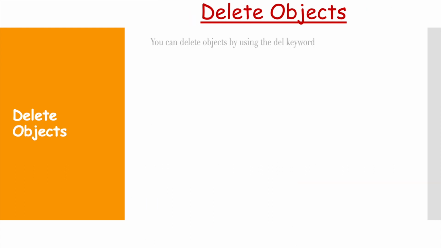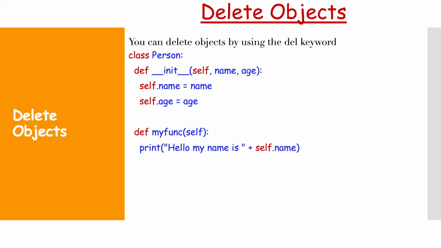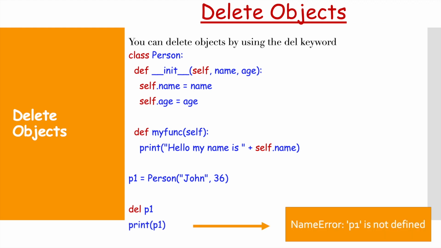Now let's see how to delete the objects. So here we are using the same example, a class of Person. You have an init method which is expecting two values, name and age. It is initializing two attributes, name and age. And then you have a function, my function, printing hello my name is self.name. And then you're creating the object p1 by calling the class name Person and passing two values, John for name and 36 for age. Now you're using the del keyword again to delete the object p1. Now when you're printing p1, you're going to get a name error, that is, p1 is not defined.